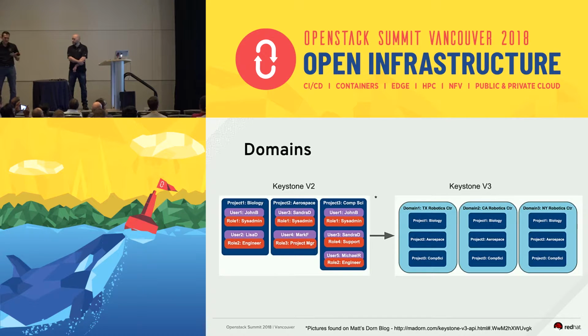Okay, there's a concept of domains, and this is not new, but we see a lot of customers still using the old school approach to Keystone and multi-tenancy. So traditionally, in Keystone v2, you had the concept of projects and then users and roles underneath. For example, user A in one project could have a different role than user A in another project.